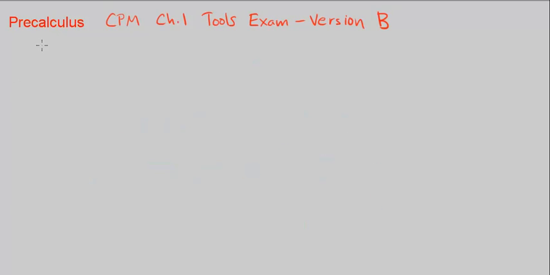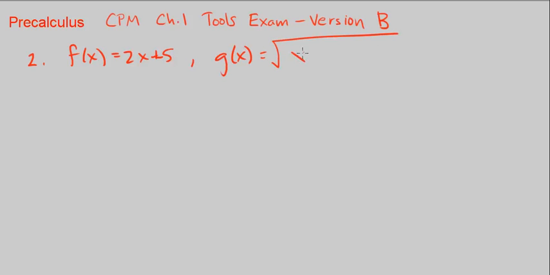So number 2. Number 2, we were given f of x is equal to 2x plus 5, and g of x is equal to the square root of x minus 5. Okay. Part A, we were asked to find the composition f of g of x. This is not multiplying. This is the input of f is a function g. Okay. So what we do here, remember, is this is equal to f.